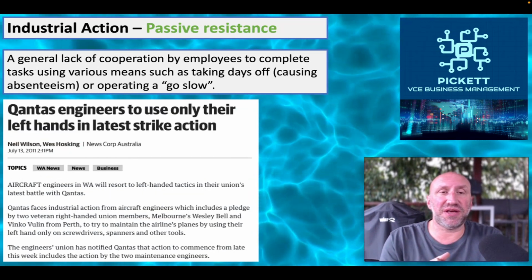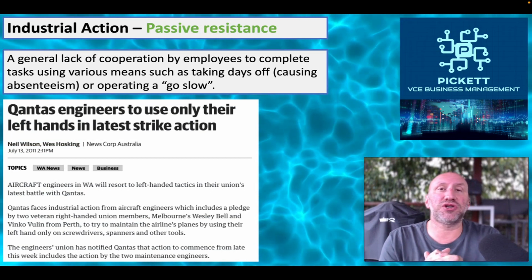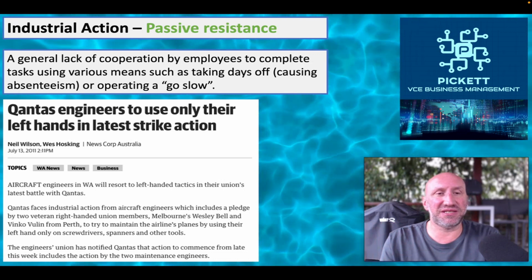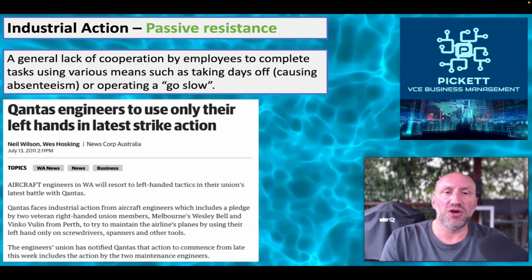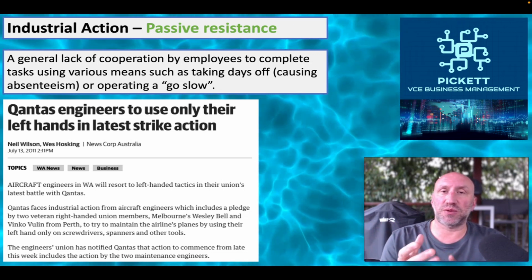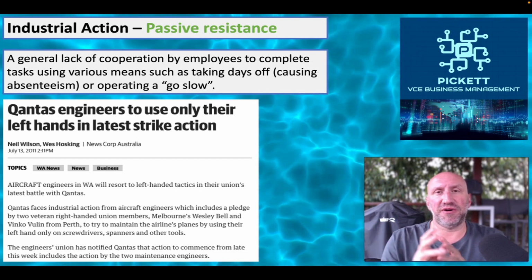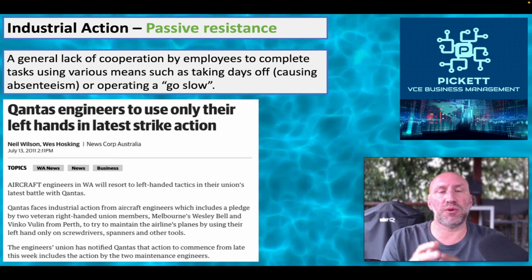Passive resistance is another one. A general lack of cooperation by employees to complete tasks using various means like taking days off, causing absenteeism, or operating a go slow. Now, this is one of my favourite ones. This dates back, you can see there, 2011. But this is my favourite example of a go slow or passive resistance.